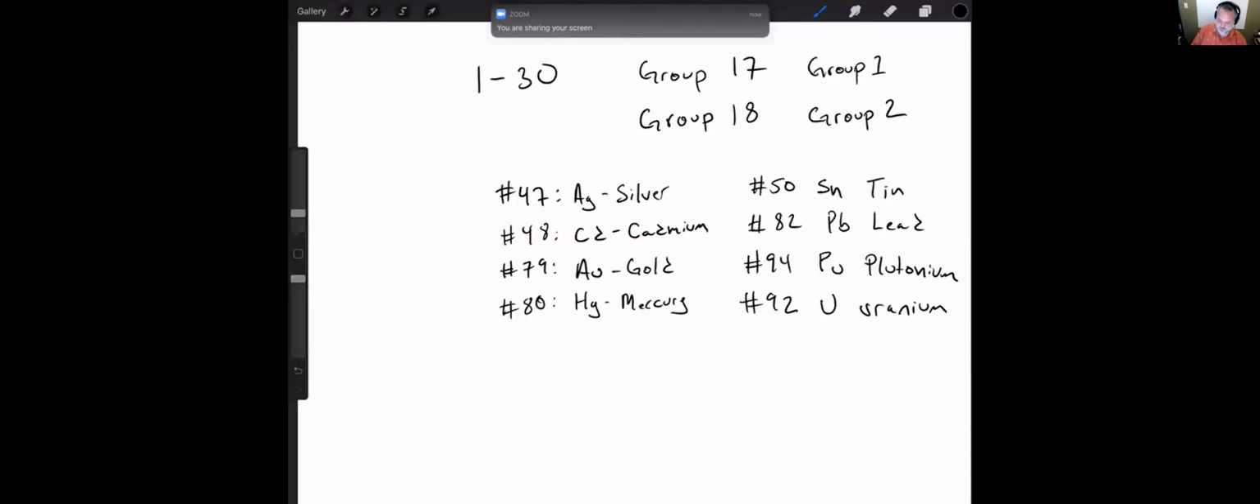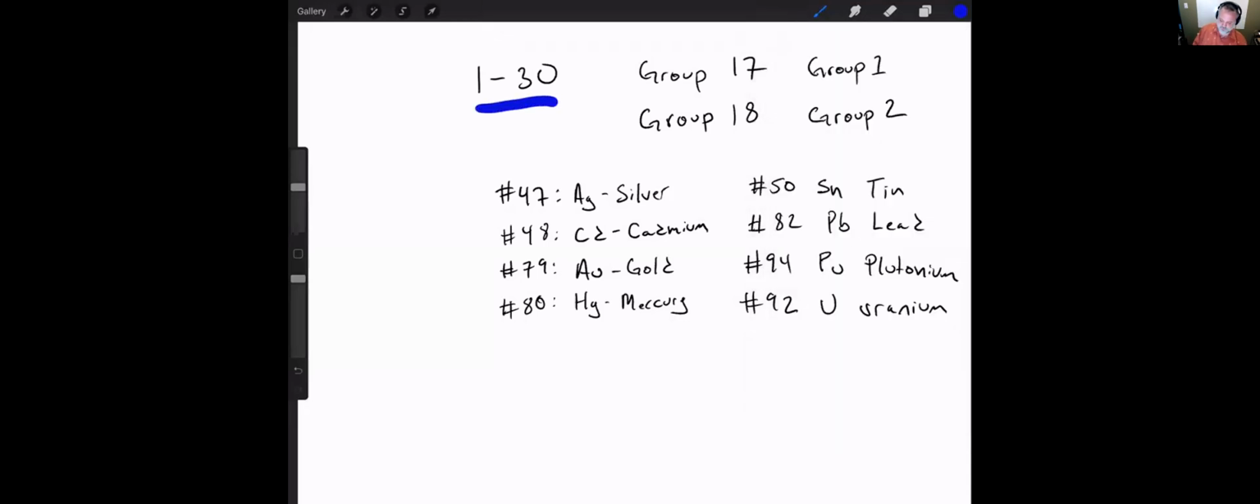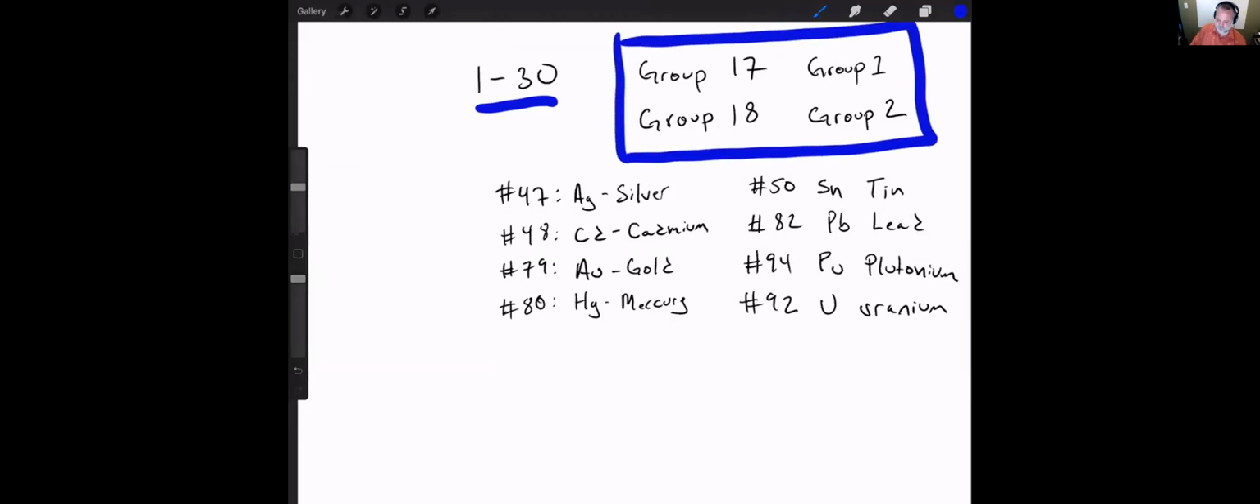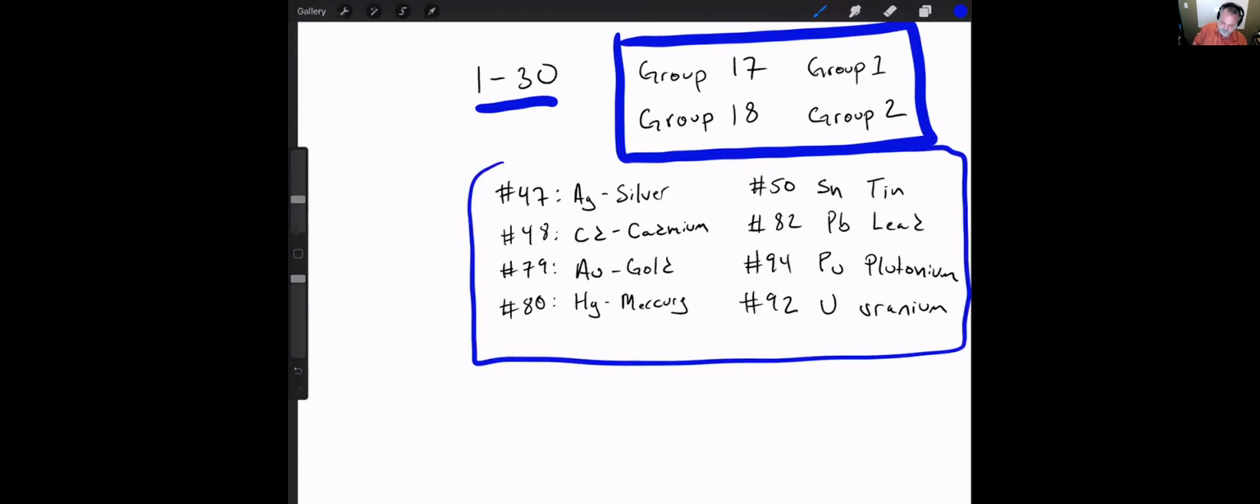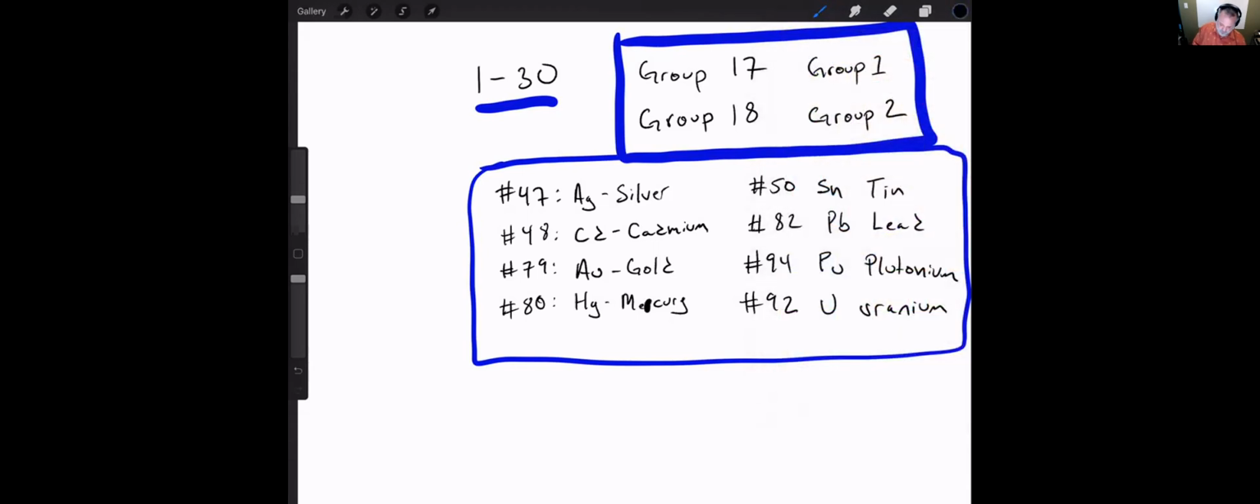Okay. So we need to know the first 30, 1 through 30. The particular groups that you have to know, all of them, are groups 1, 2, 17, and 18. Then there are some individual atoms that you have to know. And here they are. Individual elements: silver, cadmium, gold, mercury, tin, lead, plutonium, and uranium. And just so that everybody sees, this is an R.